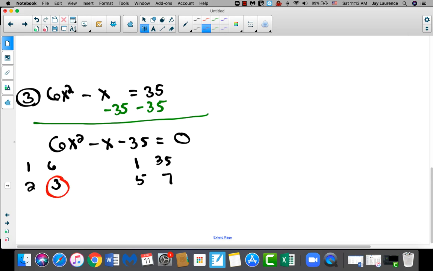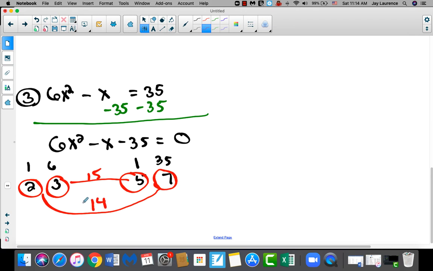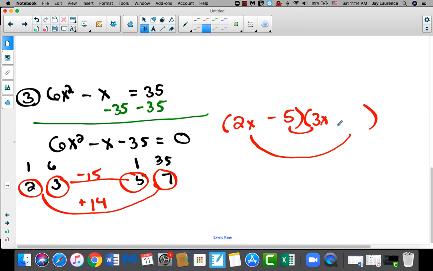15 and 14. There we go. There's 15. This will make 14. And I want 14 minus 15, right? So when I go to factor this, I'm going to have a 2x and a 3x. Little circle, little smile, big smile. The 3 goes to the 5. I want it to be negative. The 2 goes to the 7, and I want it to be positive. All right. Now, I've factored completely.